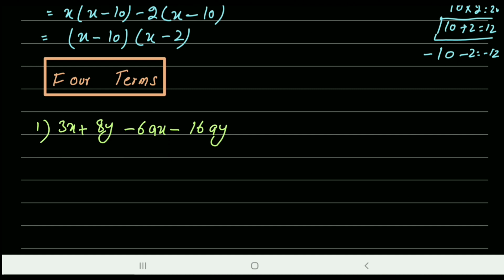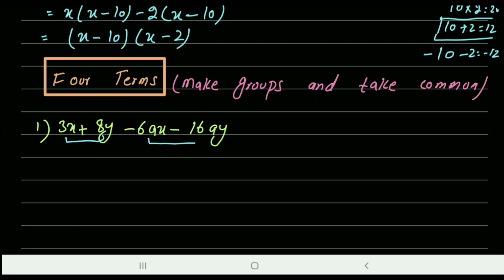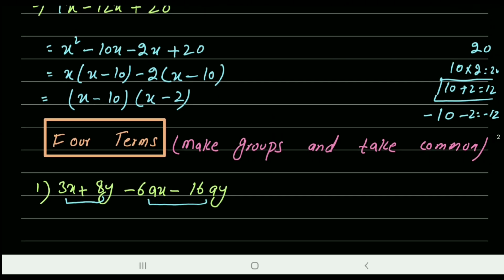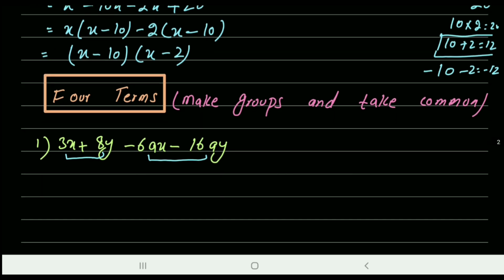What is the method of 4 terms factorization? Make groups and take common. This is the method of 4 terms factorization. We will take a group of the first 2 terms and a group of the next 2 terms, as we have done in previous 3 terms questions.